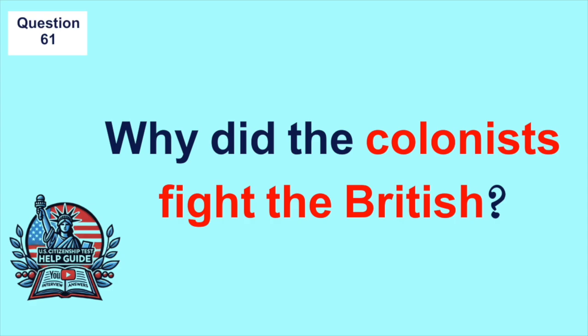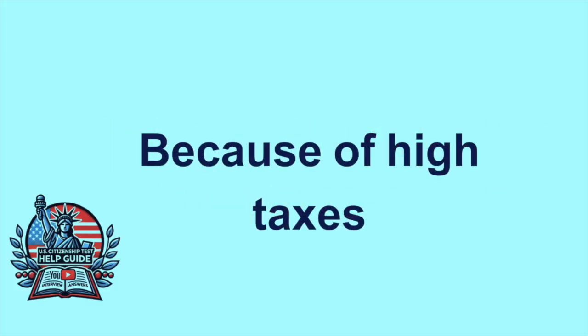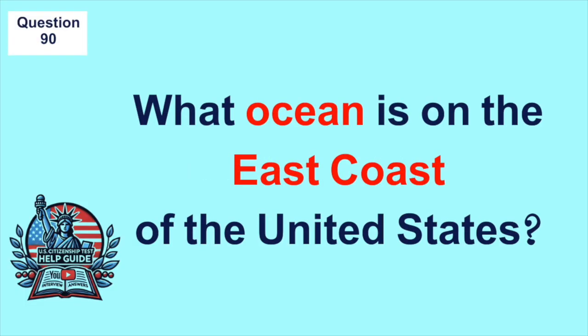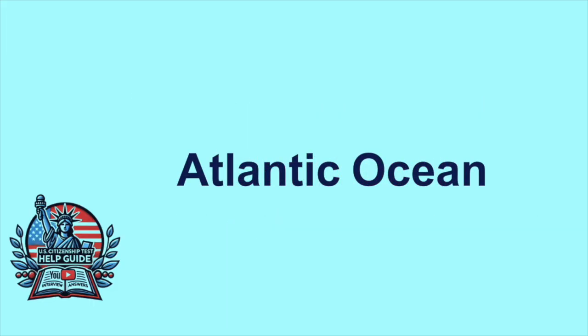Why did the colonists fight the British? Because of high taxes. When was the Declaration of Independence adopted? July 4, 1776. What ocean is on the east coast of the United States? Atlantic Ocean.